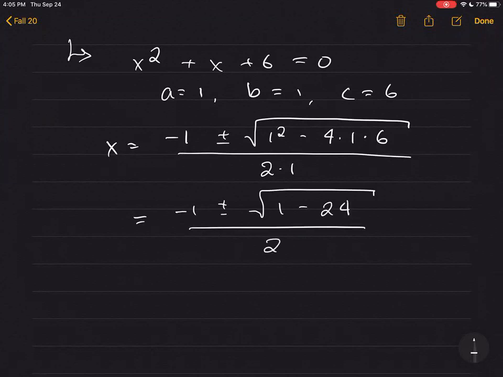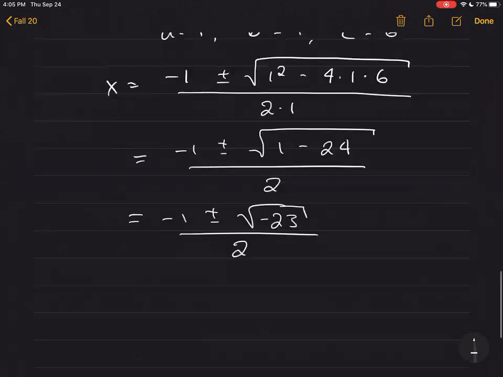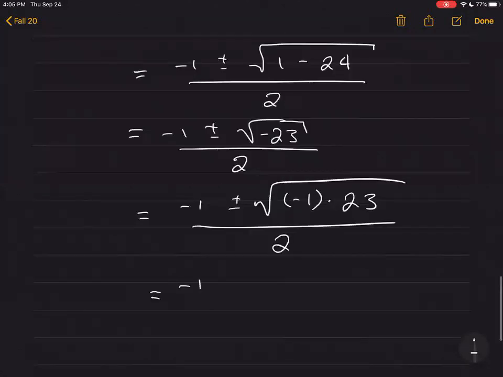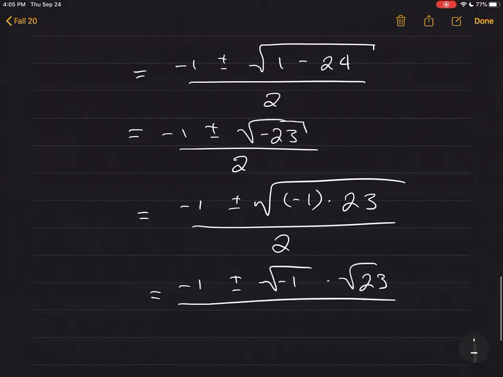And then we can do negative 1 plus or minus, and this becomes negative 23, all over 2. And then what I'm going to do is pull out the negative 1 from here. So to be clear, this becomes negative 1 times 23. And then I'm going to split the radical. So this becomes negative 1 times the square root of 23 all over 2.